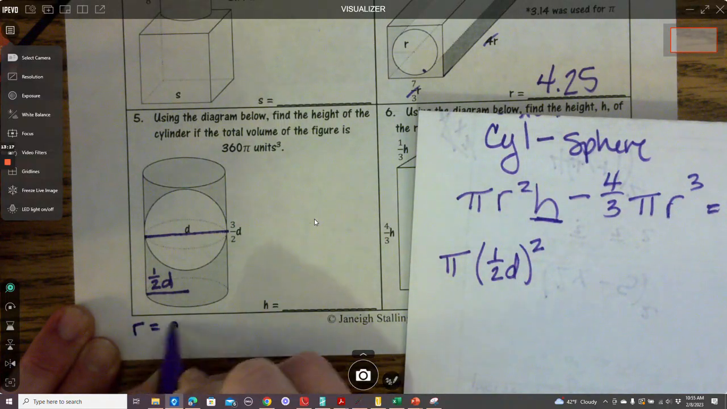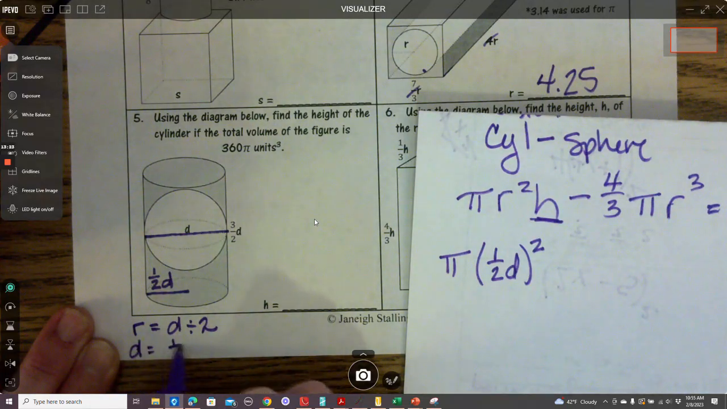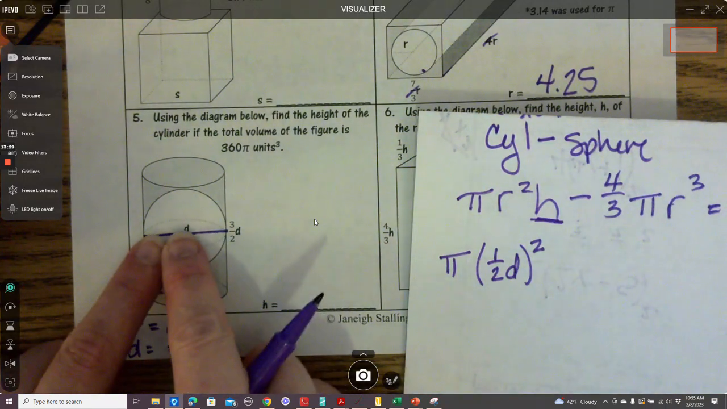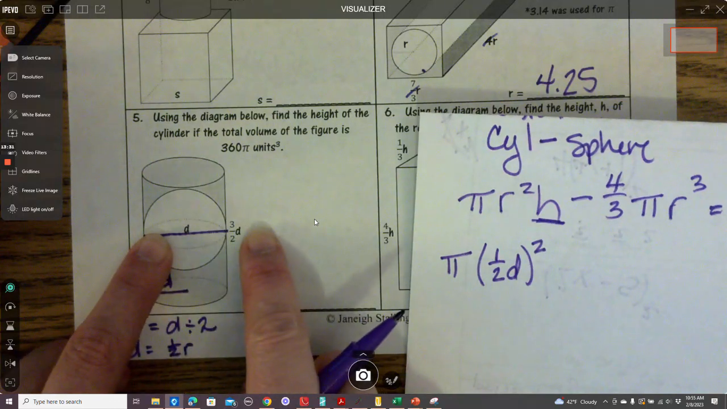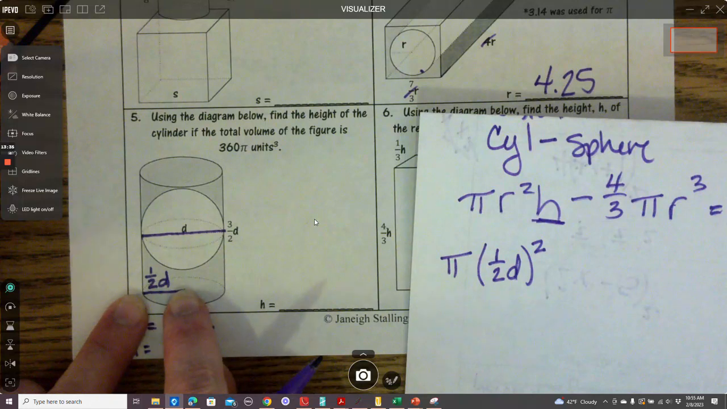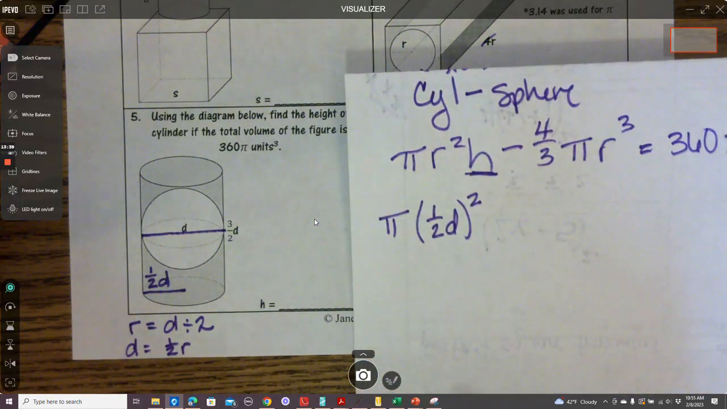Radius always equals diameter divided by 2. Diameter always equals twice the radius. Okay? So find the circle. All the way across the circle is the diameter. Halfway across the circle is the radius. Oh, it's going to be a tough one.